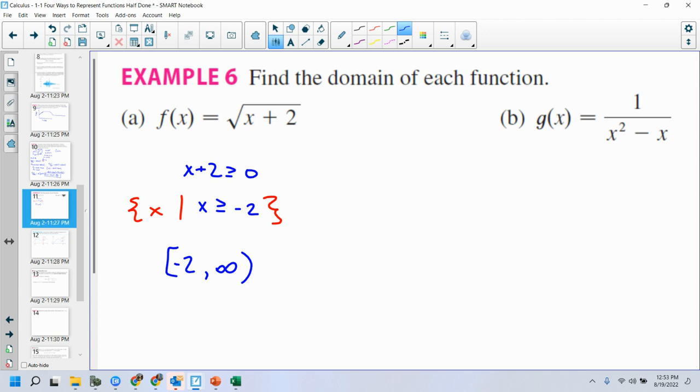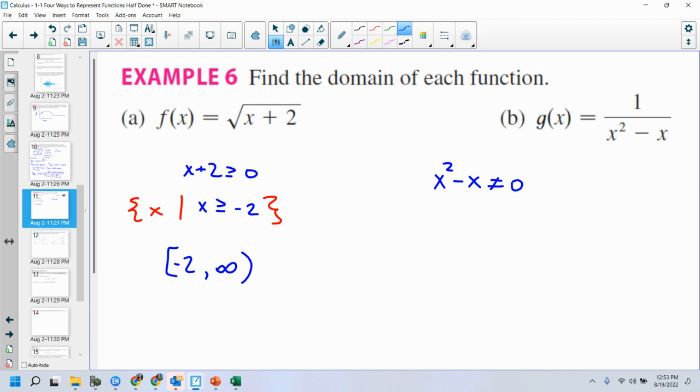What about example B here? G of x is 1 over x squared minus x. This is a rational function, right? And we know it's rational because we see an x in the denominator. We see a fraction function where x is in the denominator. What can't happen here? Or what do we have to be careful of? Dividing by 0, right? The denominator just cannot be 0. So to figure out what's going to happen here, I'm just going to say x squared minus x cannot be 0. Let's solve that, or that inequality, I guess we should say, because it cannot be equal to 0.